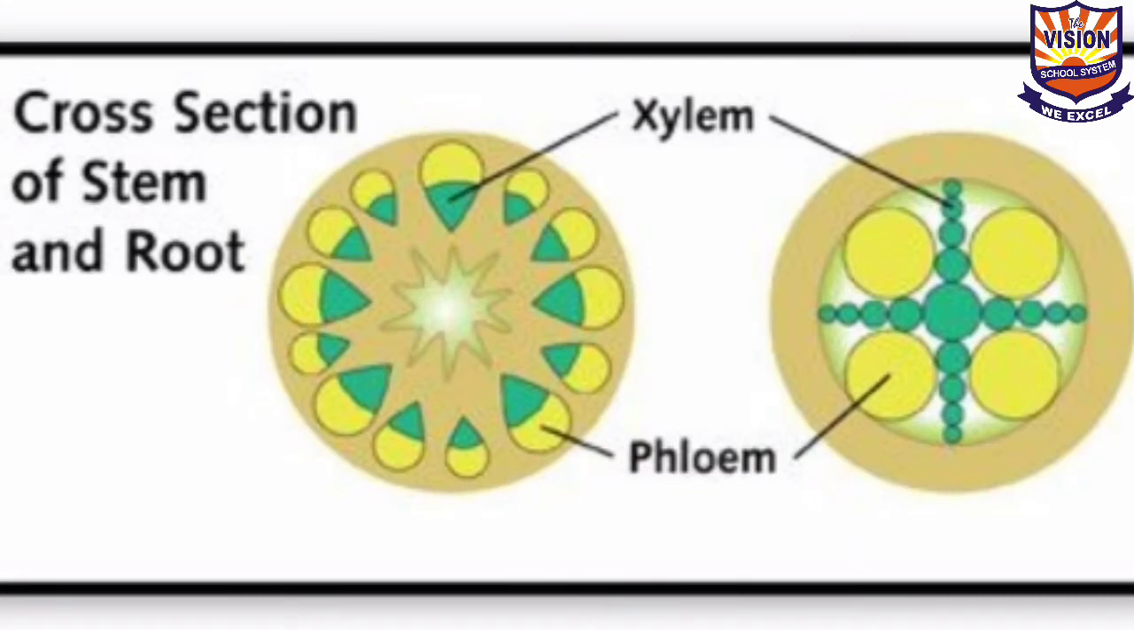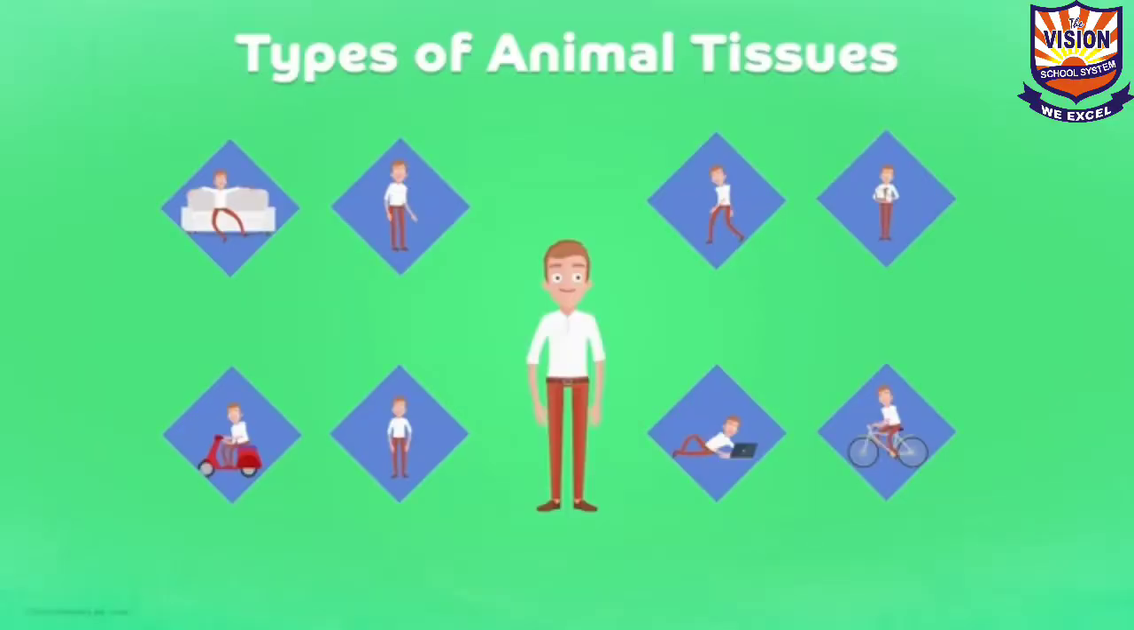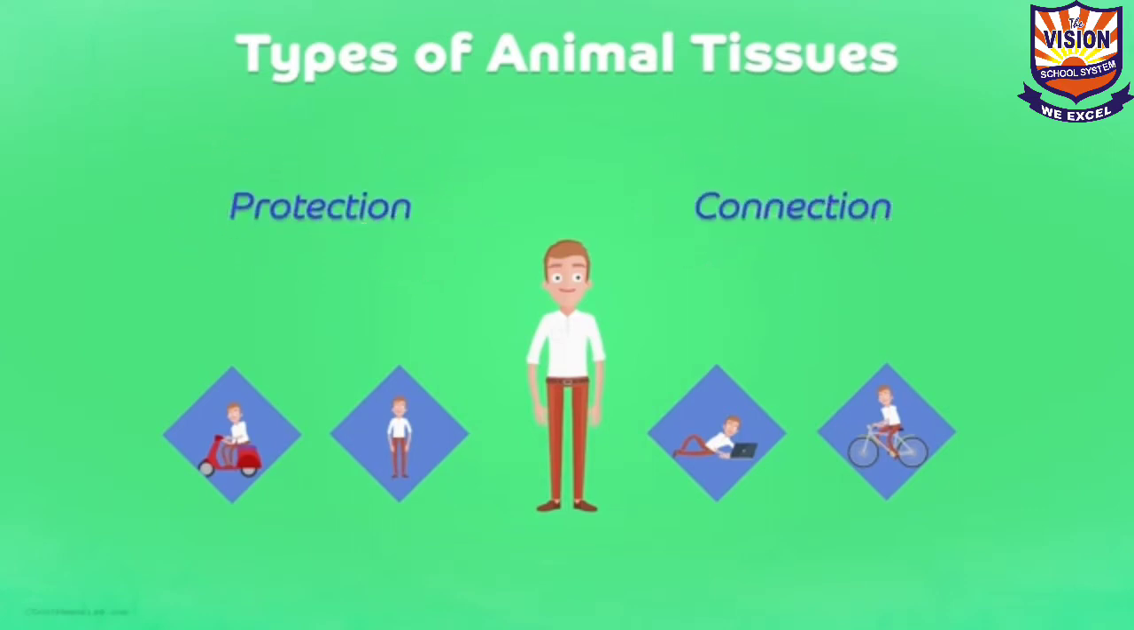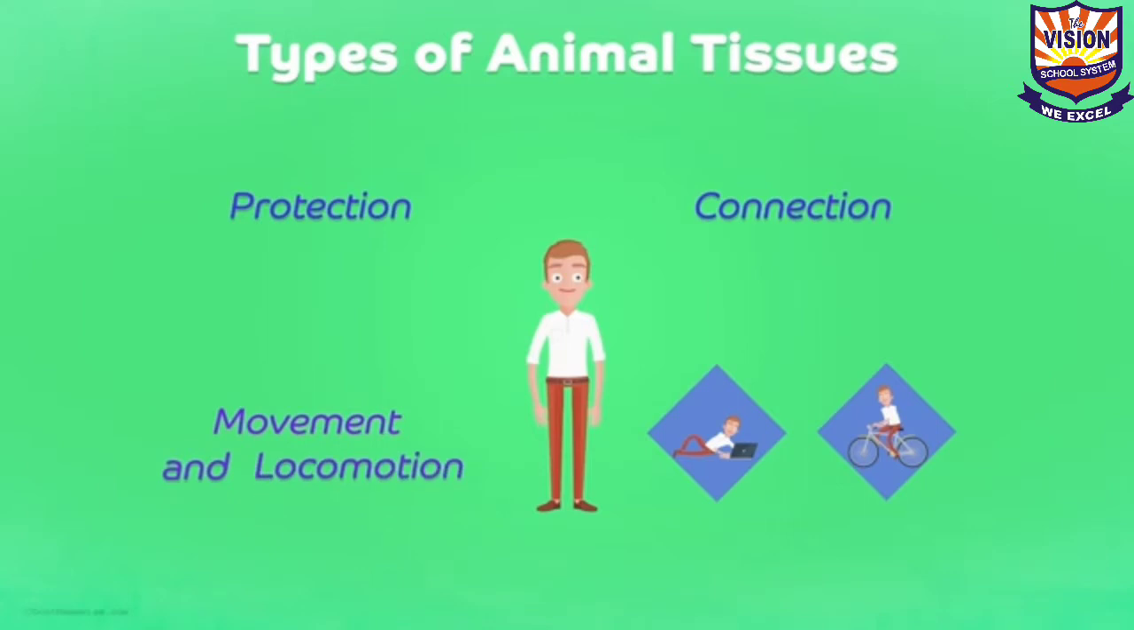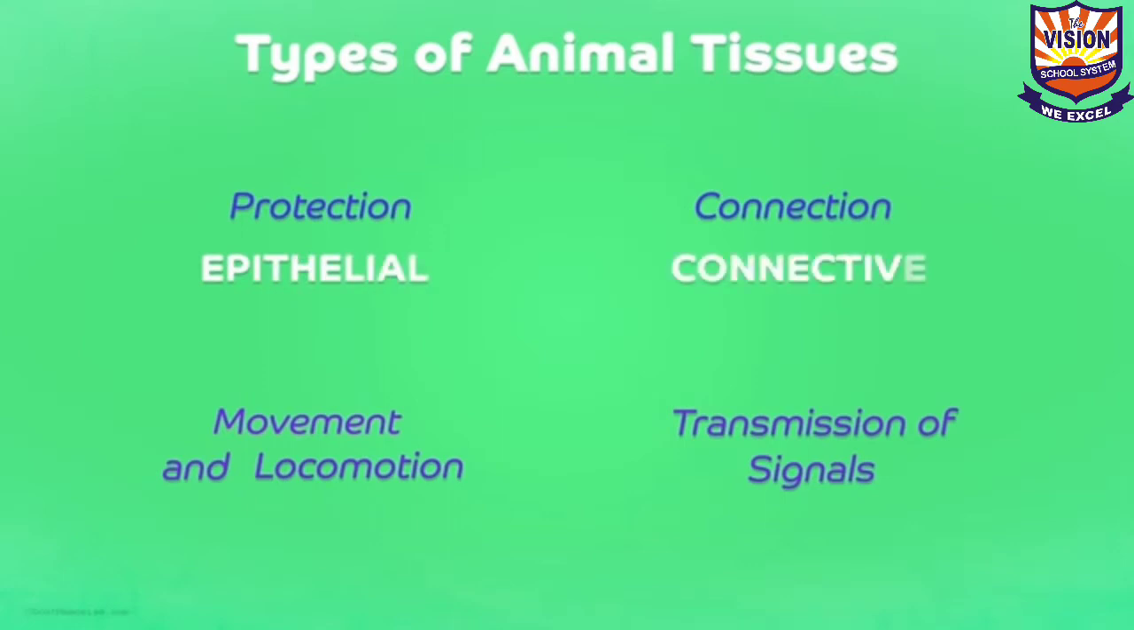So this was all about plant tissue. Let us take a look at various types of animal tissue in detail. We have divided all the animal tissue into four major categories depending upon their function. We have one for protection, another for connection, followed by movement and locomotion, and lastly for transmission of signals for quick and efficient work. Based on this, we get the four major types of tissues: epithelial, connective, muscular, and nervous.